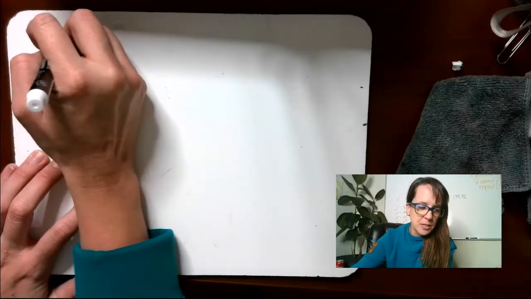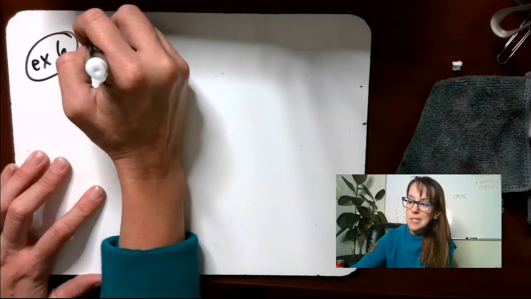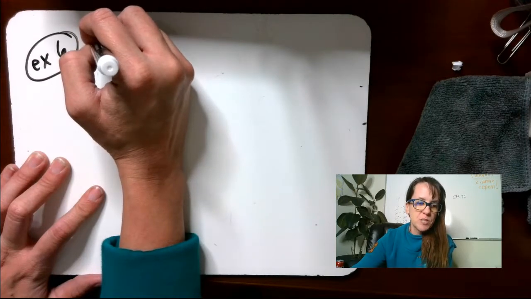Oh, wait, no, I'm sorry. I do want to do those practice problems. Example number 6, here's why. Because this one's one where we're going from larger to smaller. So we're dividing now, not multiplying.